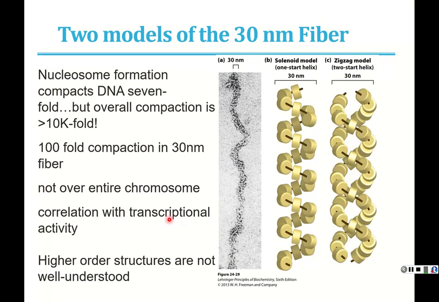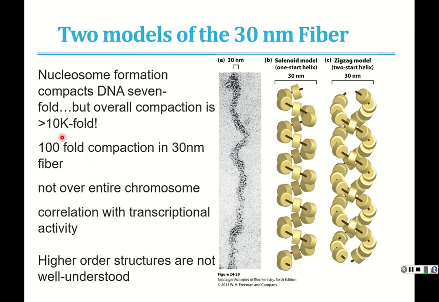Once we have our DNA wrapped around our histone proteins to make these nucleosome cores, they can have a helical structure around themselves. That's referred to as the 30 nanometer fiber, and that's shown here in electron micrograph. Nucleosome formation compacts DNA about 7-fold. There's about 100-fold compaction here in the 30 nanometer fiber.